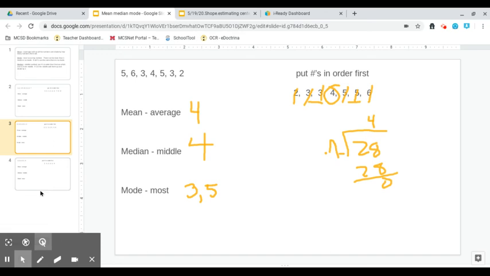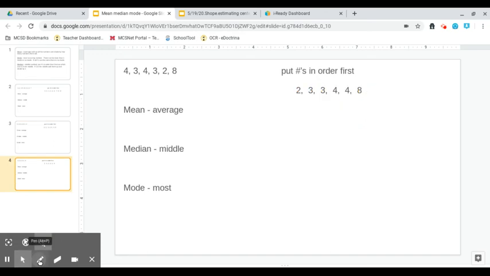Okay, our last problem is going to be very similar. We have a 4, a 3, 4, 3, 2, and an 8. Put them in order. I have 2, 3, 3, 4, 4, and 8. So we want to look at the mode. A couple of these, a couple of those, and 1 of those. So again, we have 2 modes. Those numbers occur more often than the others, and it's the same amount for both.